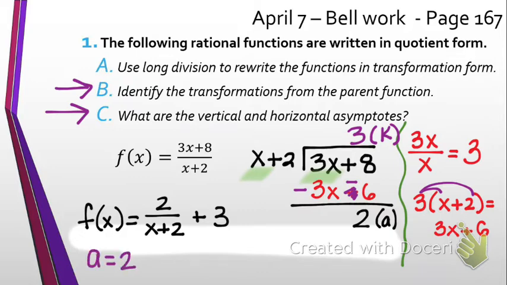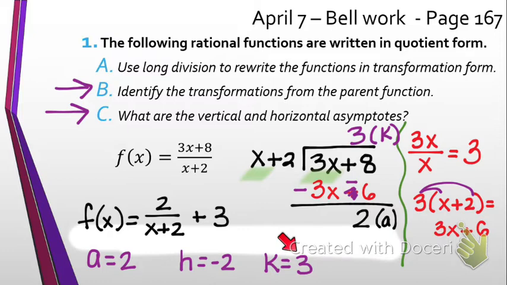So A is 2, H is negative 2, and K is 3. So when A is 2, because this is your A value, what does that make the graph do? Stretch. H is negative 2, so what is that going to make the graph do? Go to the left 2, and it's going to go up 3.